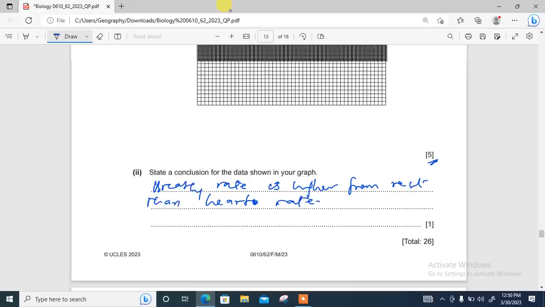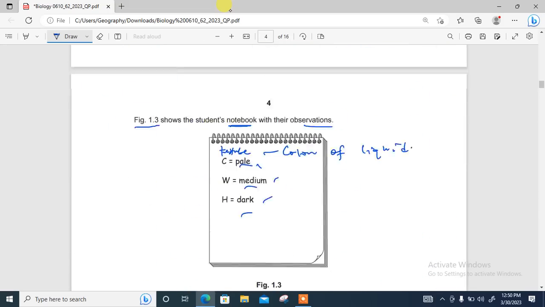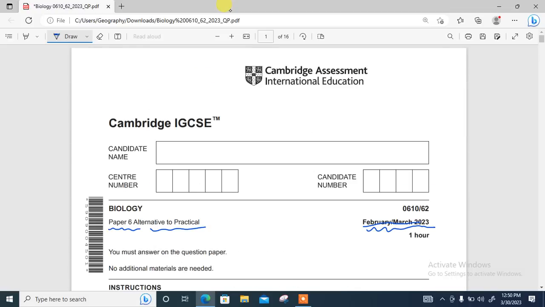Okay, that's it on the February-March 2023 IGCSE paper. I pray this will be helpful for you in preparing for your exams.